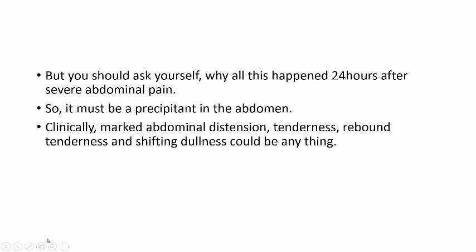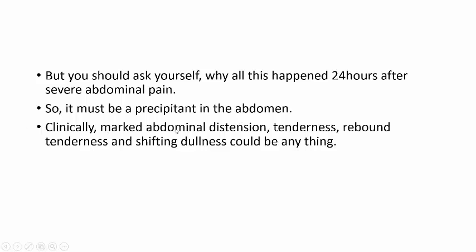But you should ask yourself, why did all this happen 24 hours after severe abdominal pain? So it must be a precipitant in the abdomen. Our patient has chronic heart failure because he has non-ischemic heart disease, severe dilated heart disease. But why did all this happen over 24 hours after abdominal pain? So there should be a precipitant here. It should be an acute on top of chronic element. So it must be a precipitant, most probably in the abdomen.